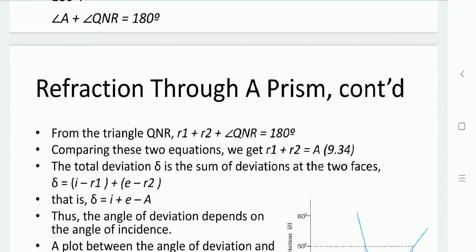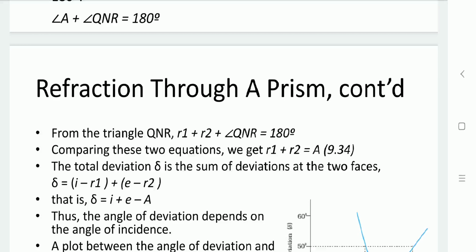The total deviation is delta equals I minus R1, that is the incident angle minus the refracted angle on face AB, plus E minus R2, that is the refraction angle E minus the incident angle R2 on the side AC. That is the total deviation we get from the two faces AB and AC. So delta equals I plus E minus A.